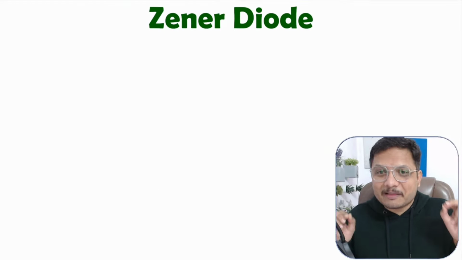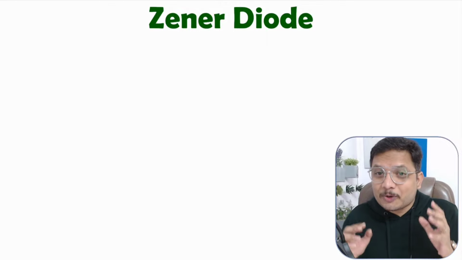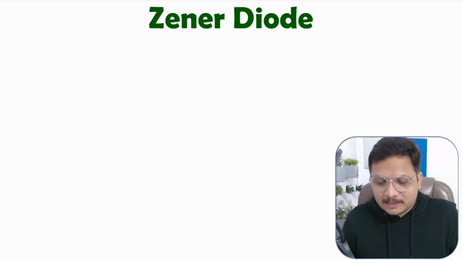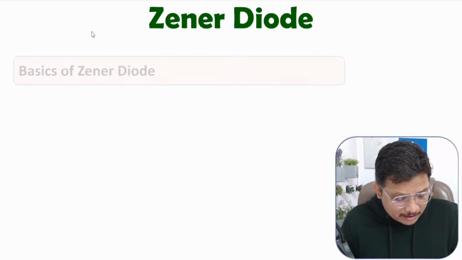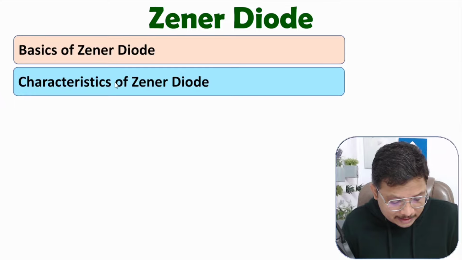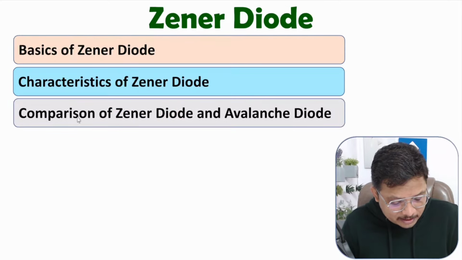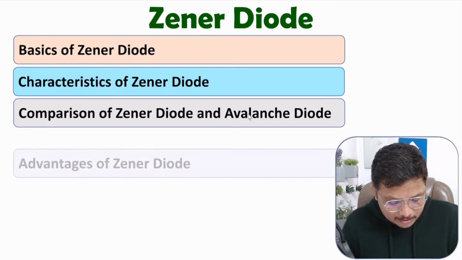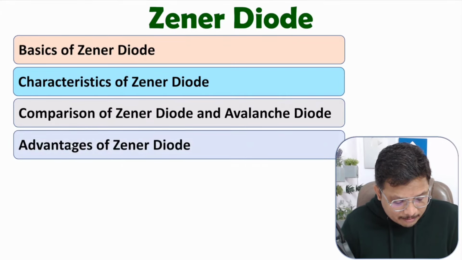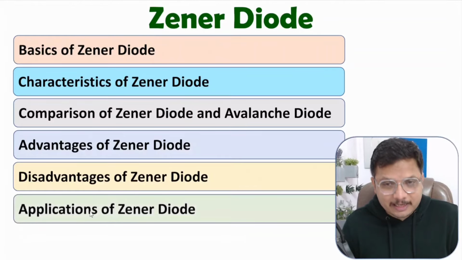In this video, I'll be going to explain Zener diode in great detail. Let me show you the outline of this video first. See here, first I'll be covering basics of Zener diode. After that, I'll explain characteristics of Zener diode. Then after, I'll explain comparison of Zener diode with Avalanche diode. At last, I'll be discussing advantages, disadvantages and applications of Zener diode.